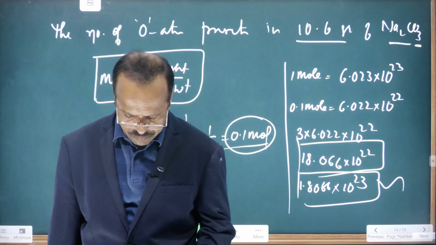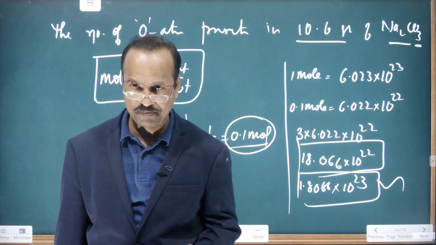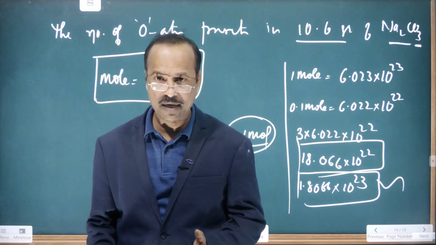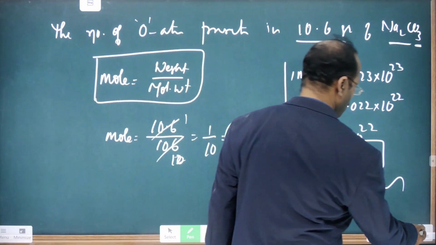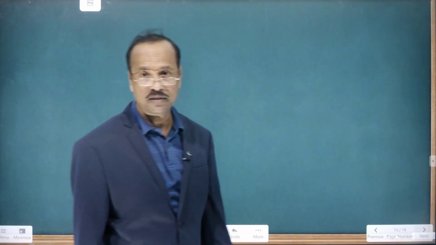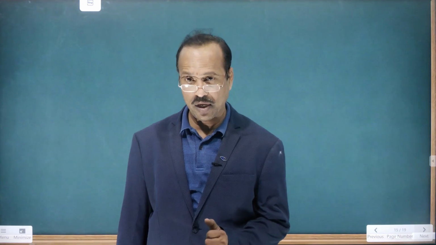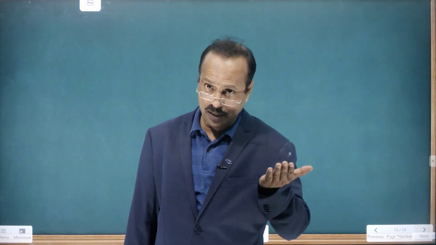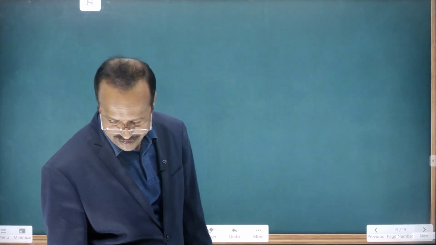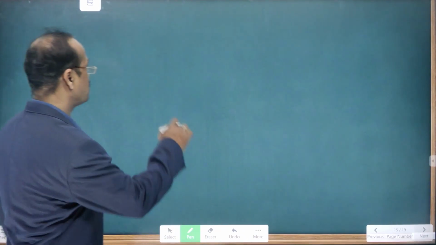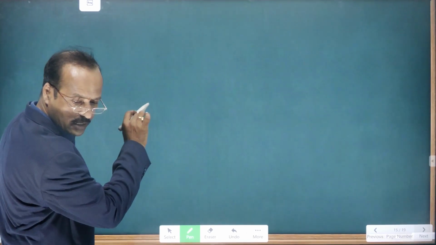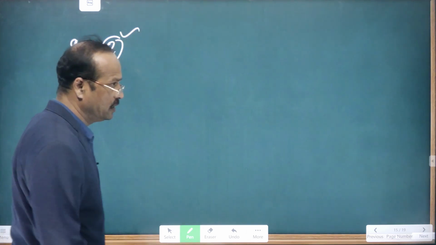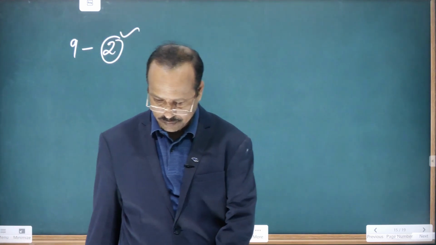Similarly, the mass of 1 mole of electrons is. What you have to do here: 1 mole of electrons, and the mass of each electron is known. Multiply that by 6.023 into 10 to the power of 23. If you do, approximately you will get 0.55 grams. So the option is the second option. The second option is the right answer. Clear? Then come to the 10th one.